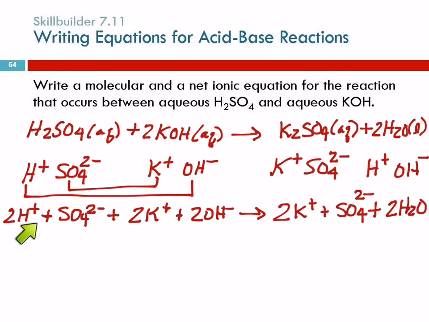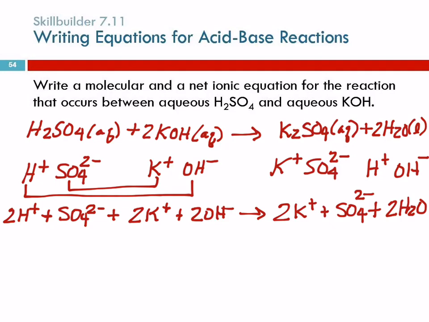So here's H plus. There's 2 hydrogens, and there's 2 hydrogens in here. That's 4. And over here I've got 4 hydrogens. 2 Ks and 2 Ks. 1 S and 1 S. This time I'm doing it separate just for grins. 4 oxygens and 2 oxygens is 6. 4 and 2 is 6. So everything's still balanced. That's a complete ionic equation.